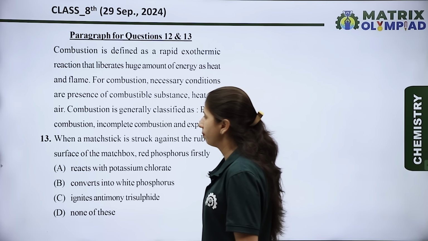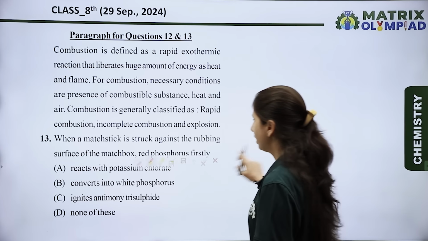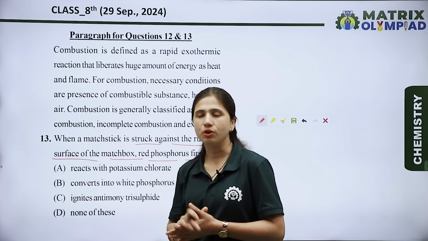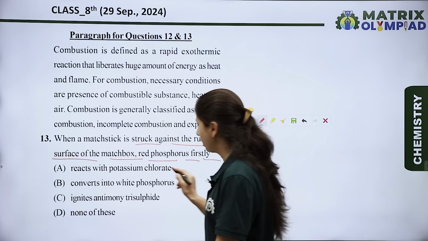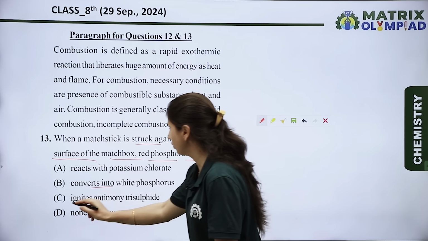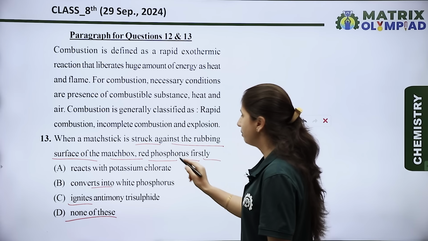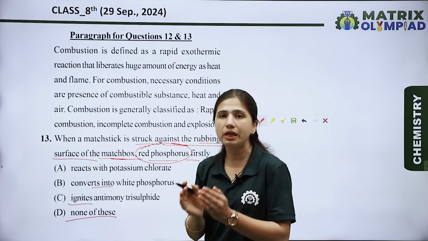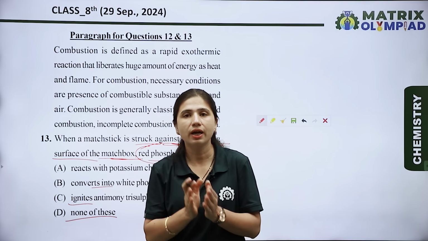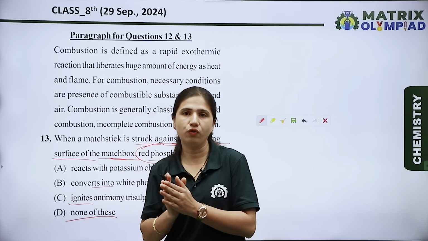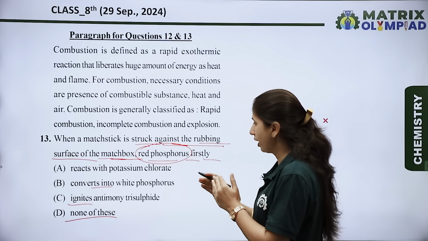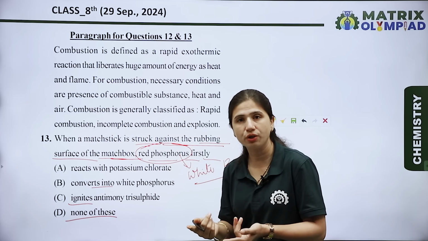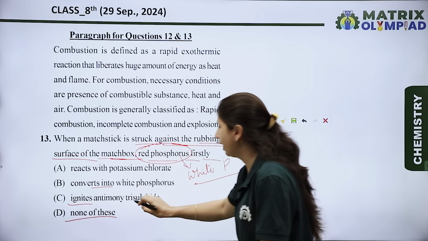Now let's see the next question. The next question is: when a matchstick is struck against the rubbing surface of the matchbox, red phosphorus firstly. In this question, option A is react with potassium chlorate, option B is convert into the white phosphorus, then ignites the antimony trisulfide, or none of this. Basically there is a process: when we rub the matchstick against the surface of the matchbox, firstly the red phosphorus, which is less toxic and less reactive, converts into the white phosphorus, which is more reactive than red phosphorus. Then it reacts with the potassium chlorate, and that potassium chlorate ignites the antimony trisulfide.